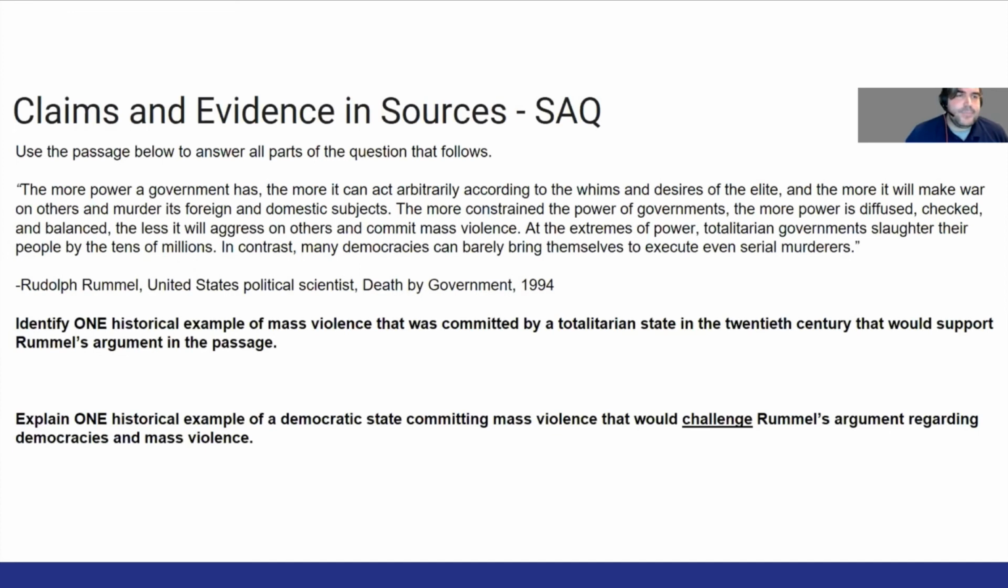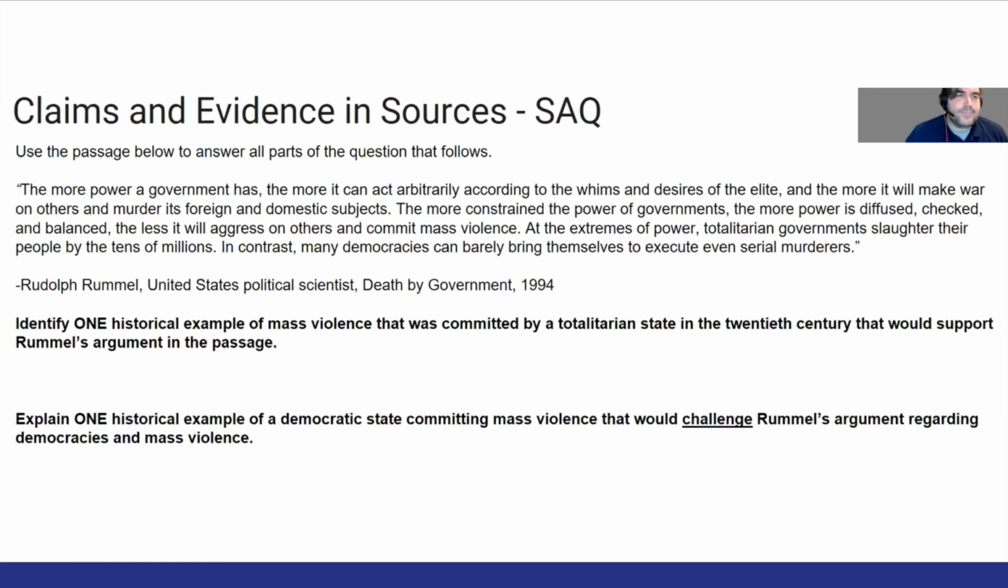Okay, claims and evidence in a source. We're going to create a short answer. So let's use the passage below to answer all parts of the question that follows. Well, what do we have to do? Let's read the question first. Identify one historical example of mass violence that was committed by a totalitarian state in the 20th century that would support Rummel's argument in the passage.